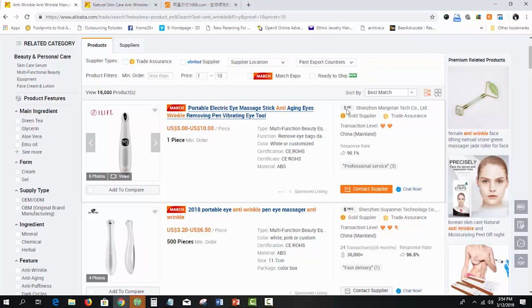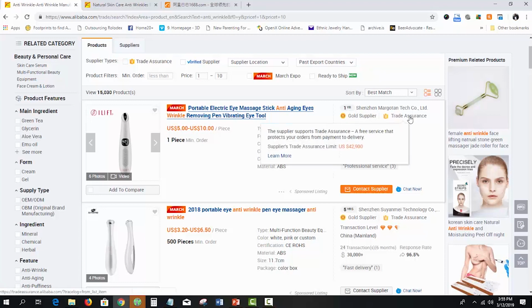So they just started listing 1 year ago. And you can see that they're a good supplier. You can see that they have trade assurance. Now, trade assurance means that if you buy products from them, you are protected. Okay? You are protected to the tune of the amount of money that you have spent with them.